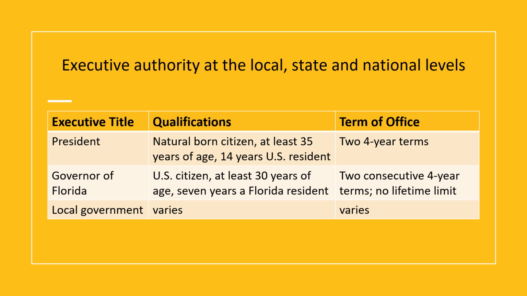For governor, the governor must be a U.S. citizen, must be at least 30 years of age, and must have been a resident of Florida for 7 years. That governor can serve 2 consecutive 4-year terms, but there's no lifetime limit. Notice the word consecutive. That means that the governor can only serve 8 years at a time, but if that person takes time off, they have to step away from the governorship, they can always come back into the governorship. So there's no lifetime limit on the number of overall terms that a governor can serve, but there is a limit as to the number of consecutive terms that a governor can serve in Florida.